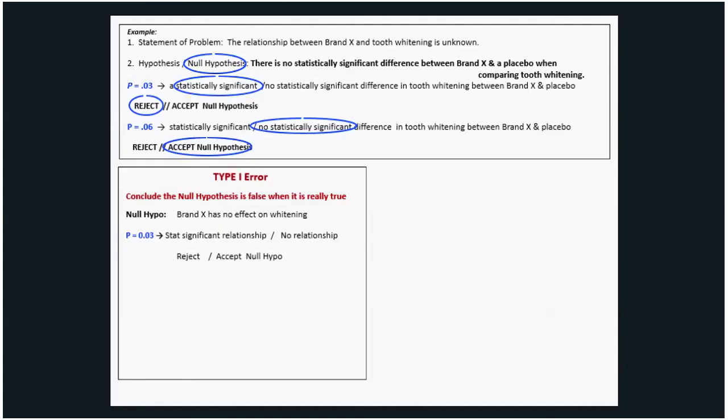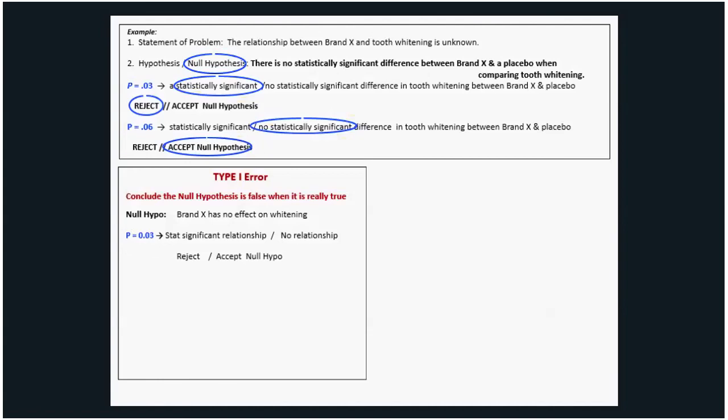Now, let's make things a little more complicated here, and they'll also ask you probably at least one question regarding a type 1 and a type 2 error. When we talk about type 1 and type 2 errors, we're talking about the null hypothesis only. So you're not thinking about the hypothesis. You're only thinking about the null hypothesis. A type 1 error is where you conclude that the null hypothesis is false when it's actually true. So a type 2 is where you conclude that the null is true when it's actually false.